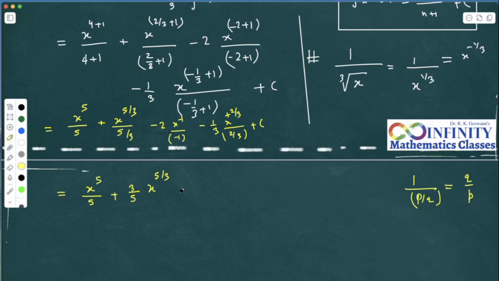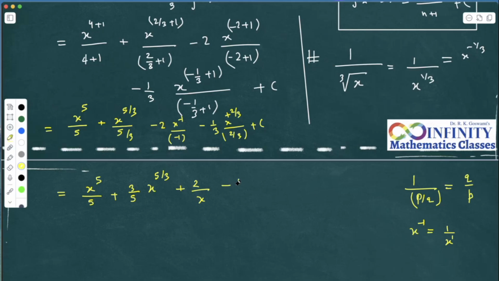Yeah. Next, negative negative will make it positive. It is 2 over x there. X power minus 1 is equivalent to 1 over x. Most of the time, whenever I finish the answer, I wish to have positive exponents in most of the terms. So this is the final format I wish to have. Always the exponent should be positive.